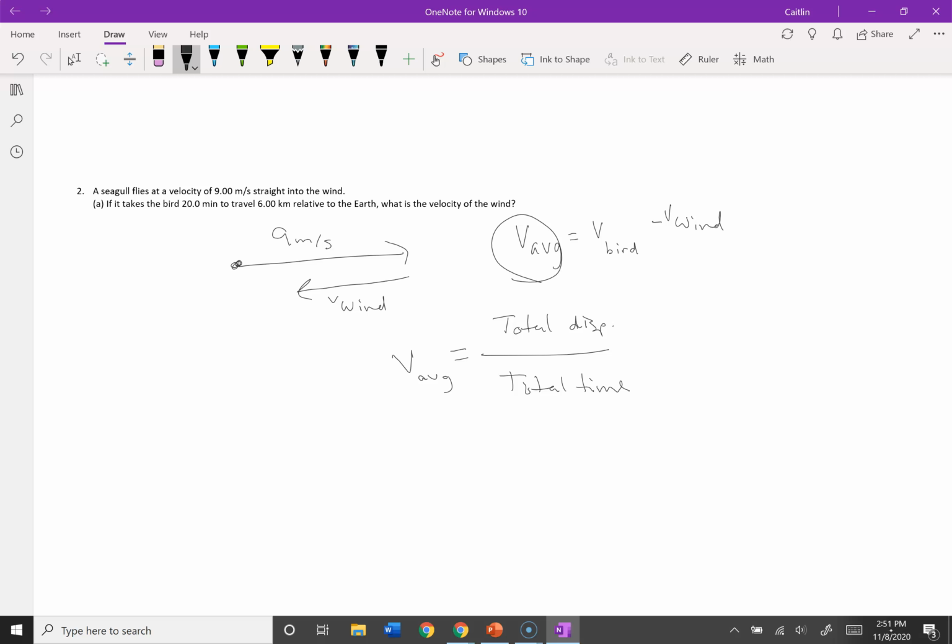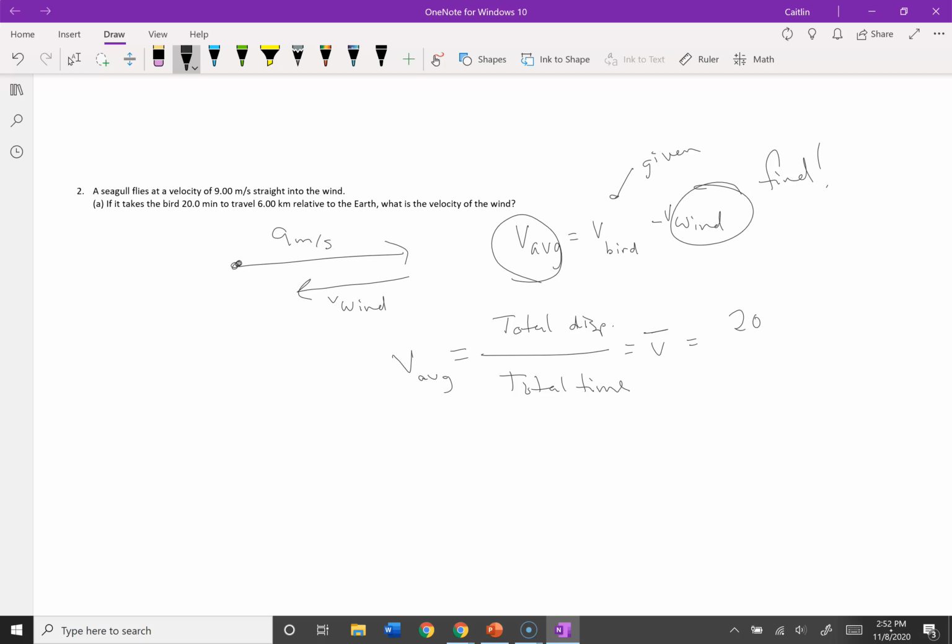And this is something we talked about early on. We also used this symbol to describe it. So we can calculate this V average. We were given this. We want to find this. Okay, so we're going to calculate the average velocity first.